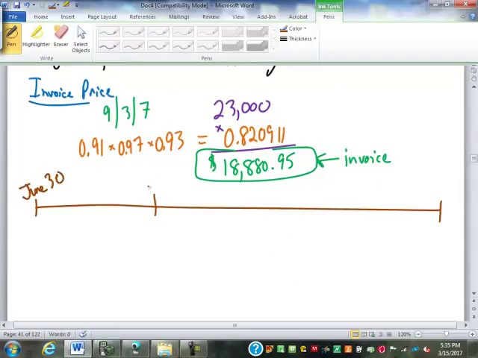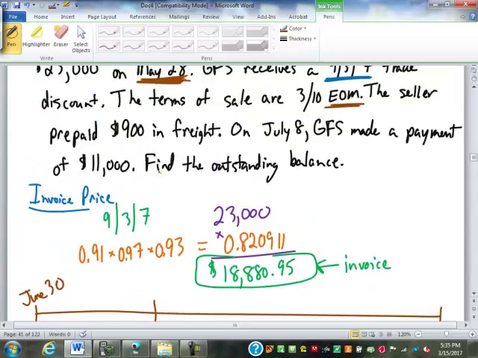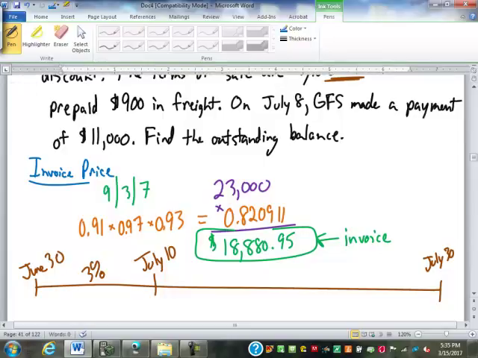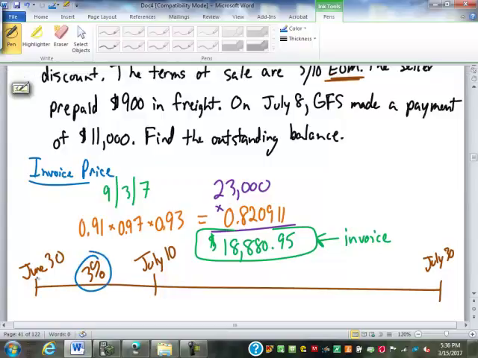So that means the discount period, it was a 3/10, is going to end on July 10th, a 3% discount. And of course, it would be due July 30th. So they made a payment on July 8th, which means they get the 3% discount. They made an $11,000 payment.